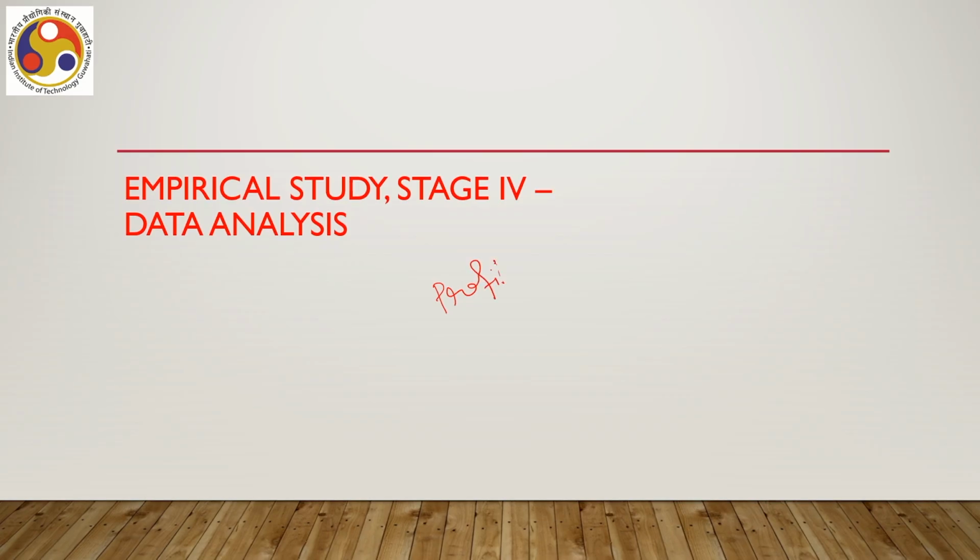Just to recollect, in experiment design we have 4 stages: first, identification of participants based on profile, then identifying the number of participants, then the representative tasks we have to identify, and finally task assignment. How to assign the tasks, whether within subject or between subject. Now, let us move to the last stage, that is stage 4, which is the data analysis.